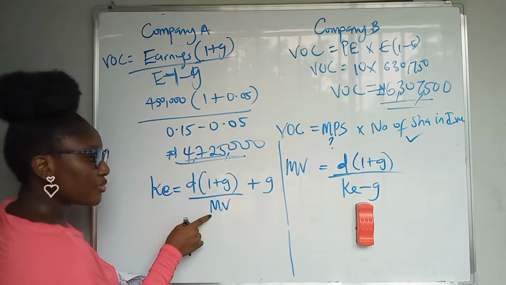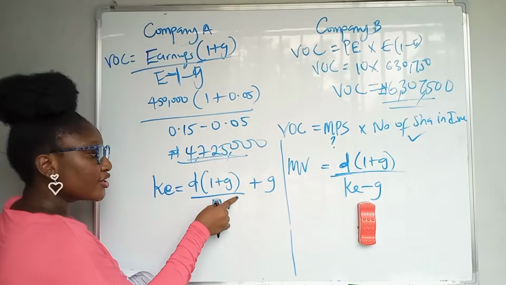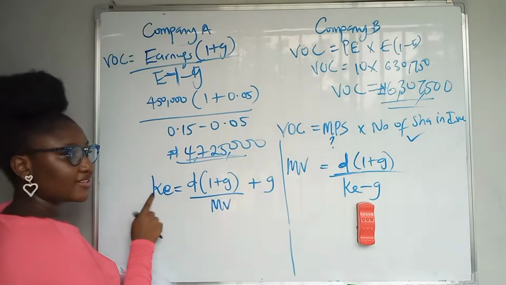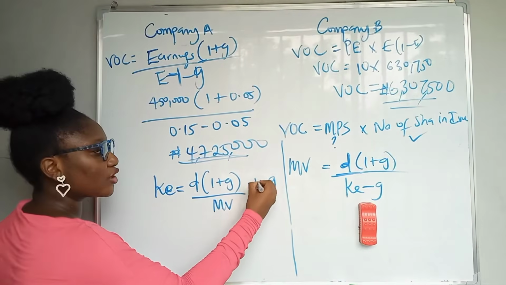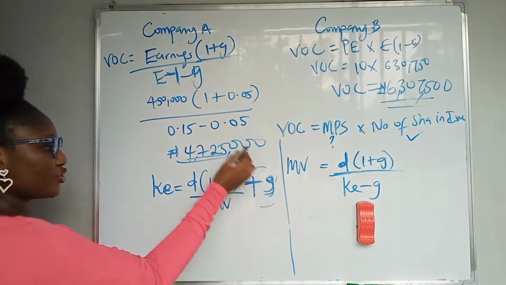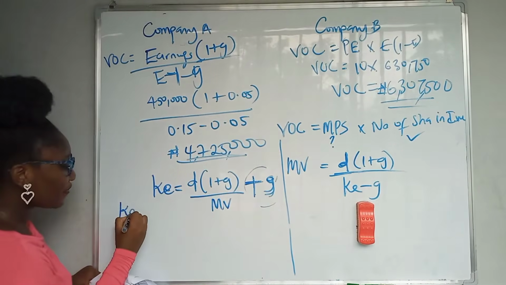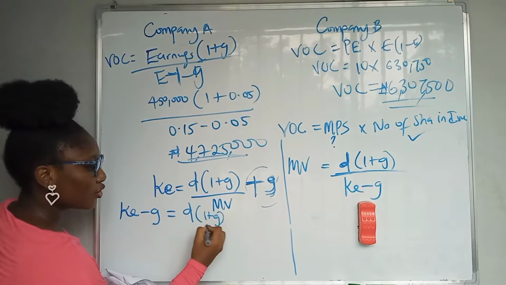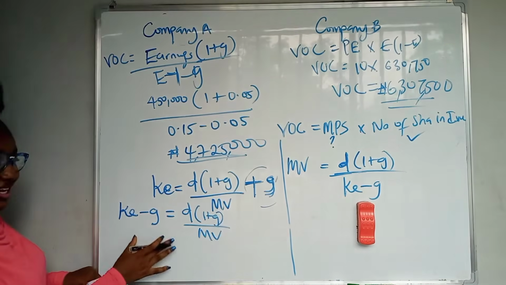So because you are trying to make market value the subject of the formula, as in you are looking for market value, you have to bring market value to the left hand side, just like it is here. Okay, now don't forget the plus G that is here. The way to make it easy is to bring this plus G over to the left hand side. So you have KE minus G is equal to D into 1 plus G over market value. Can you see that it now looks easier?